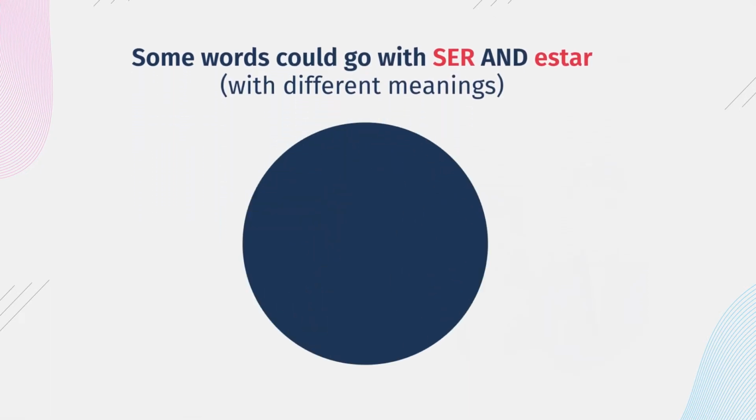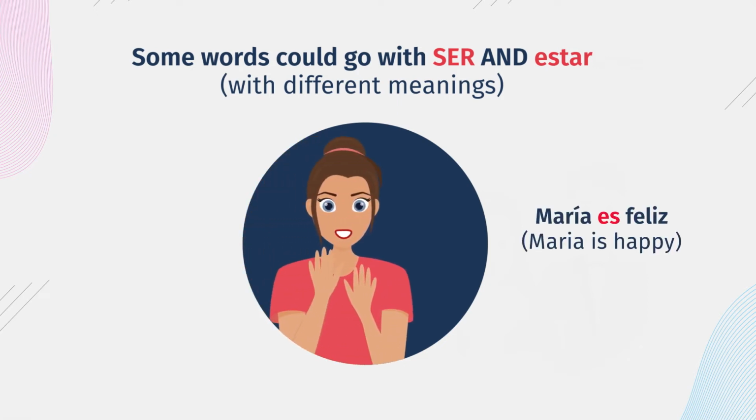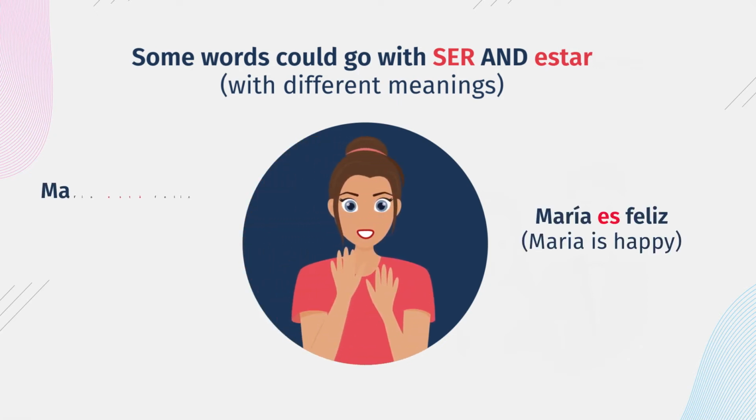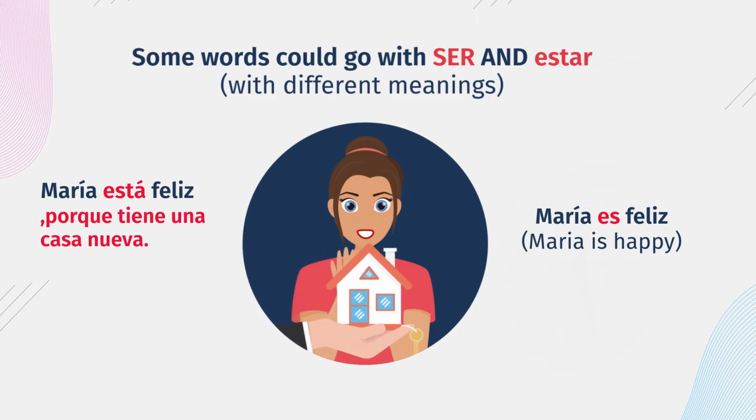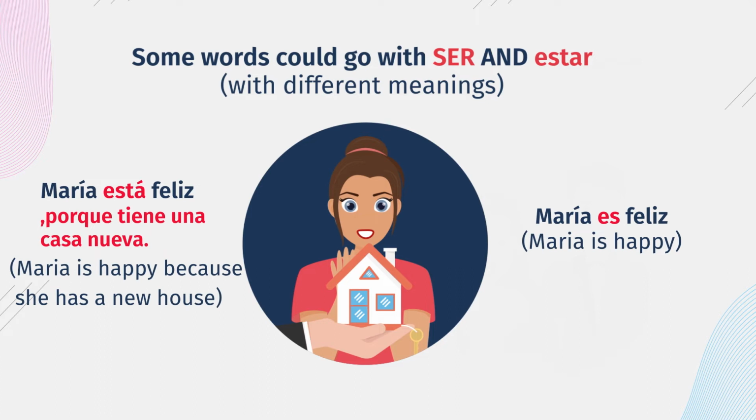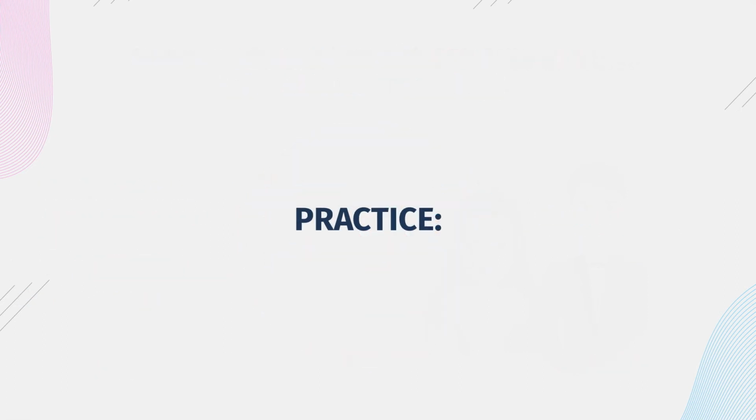Let's take a look. María es feliz. María is happy. María está feliz porque tiene una casa nueva. María is happy because she has a new house. See? This one changed a little bit. In both sentences, Maria is happy. In the first one, with ser, she is a happy person in general. In the second one, she is happy now, at the moment, temporary, because something caused her happiness, which is her new house.